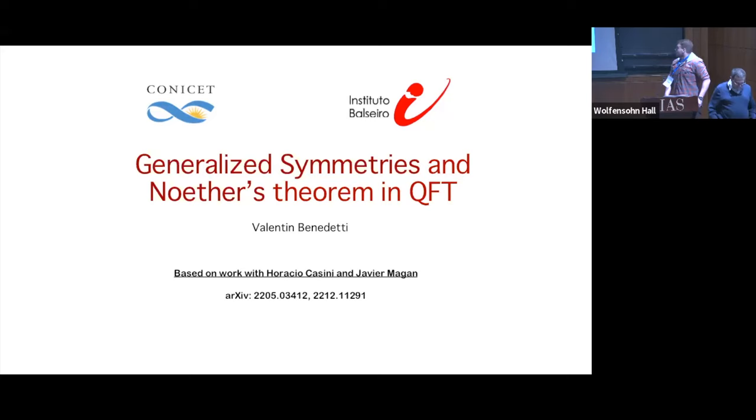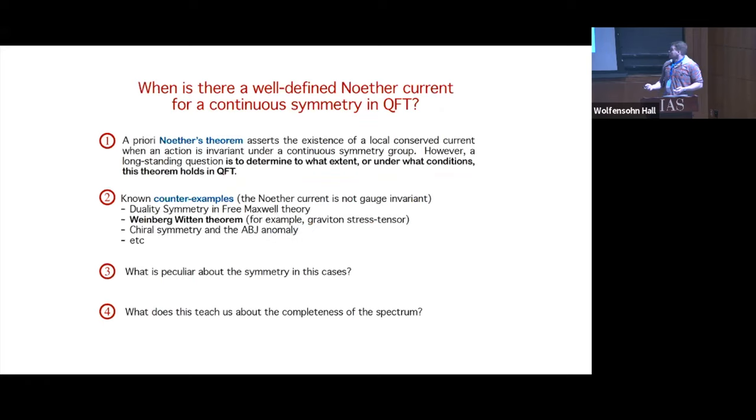Hi everyone. I wanted to tell you about generalized symmetries and Noether's theorem in quantum field theory, which is some work we did in collaboration with Horacio Cassini and Javier Magan from Bariloche. The main question we have been trying to answer is when is there a well-defined Noether current for a continuous symmetry in quantum field theory?